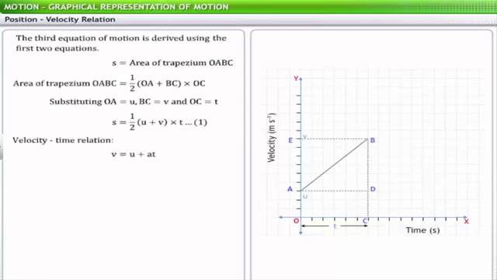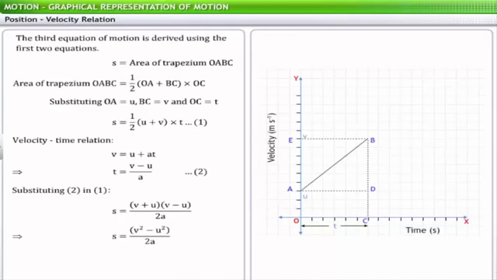Rearranging the velocity-time relation, we get T is equal to V minus U divided by A. Let's call this equation 2. Substituting equation 2 in 1, we get S is equal to V plus U multiplied by V minus U, whole divided by 2A. By simplifying this expression, we get the position-velocity relation. That is, 2AS is equal to V square minus U square.